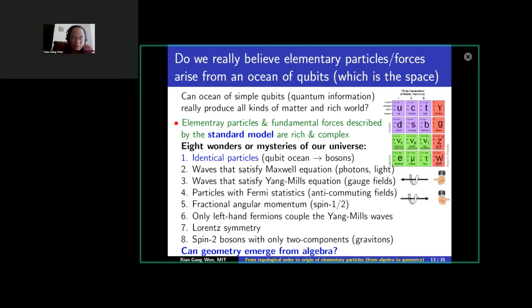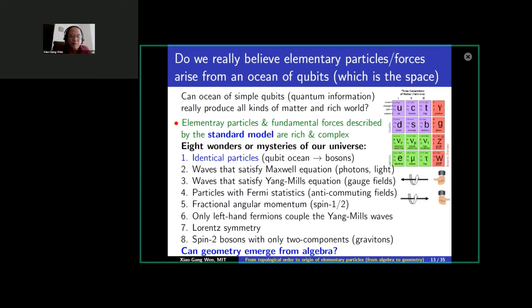This question is almost like asking, can geometry emerge from algebra? The Maxwell equation, Yang-Mills equation, and the Einstein equation are equations for the geometry, for the manifold, for the fiber bundle. So they belong to geometry. But when you do qubits, qubits are algebra, something discrete. Can a collection of qubits, this discrete algebra, produce those continuum geometries and equations of motion?